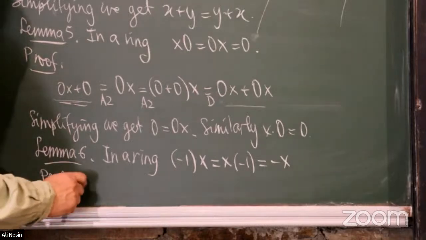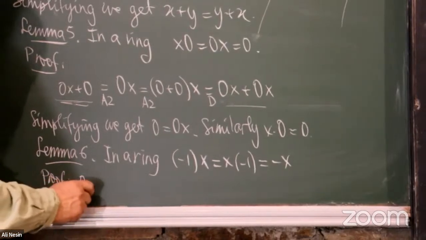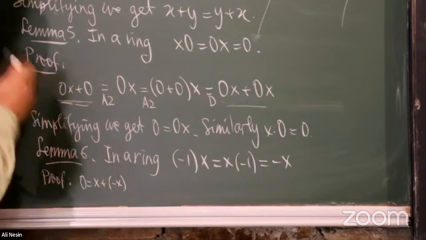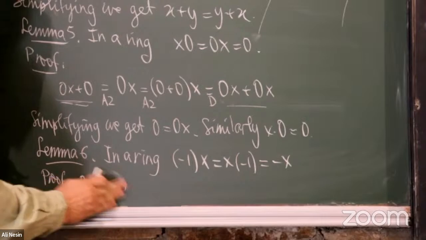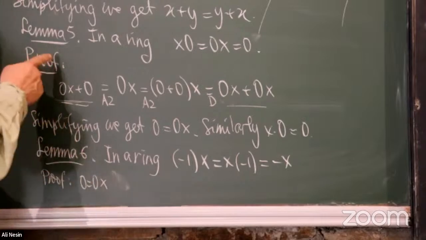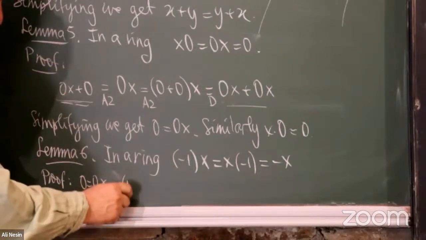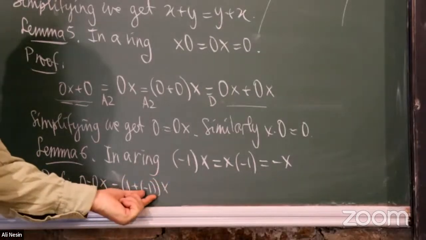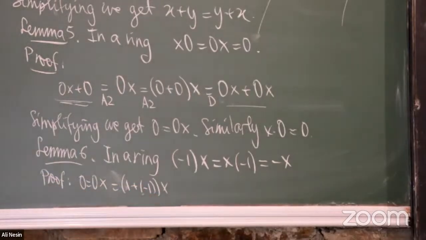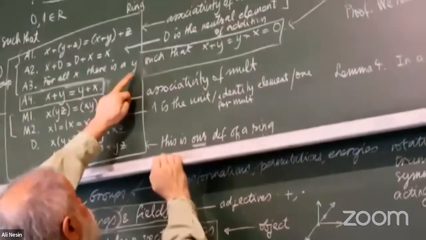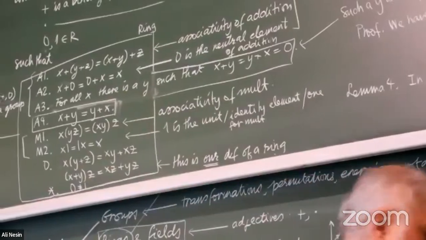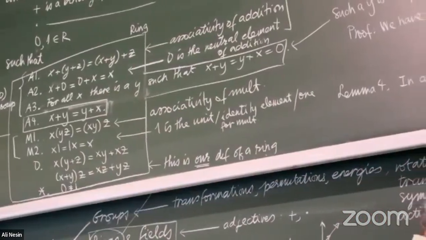So 0 is equal to 0 times x. I know this from lemma 5. 0 is 1 plus minus 1, times x. What's the definition of minus 1 in a ring? For every x, I have a minus. Minus 1 is the additive inverse of 1.